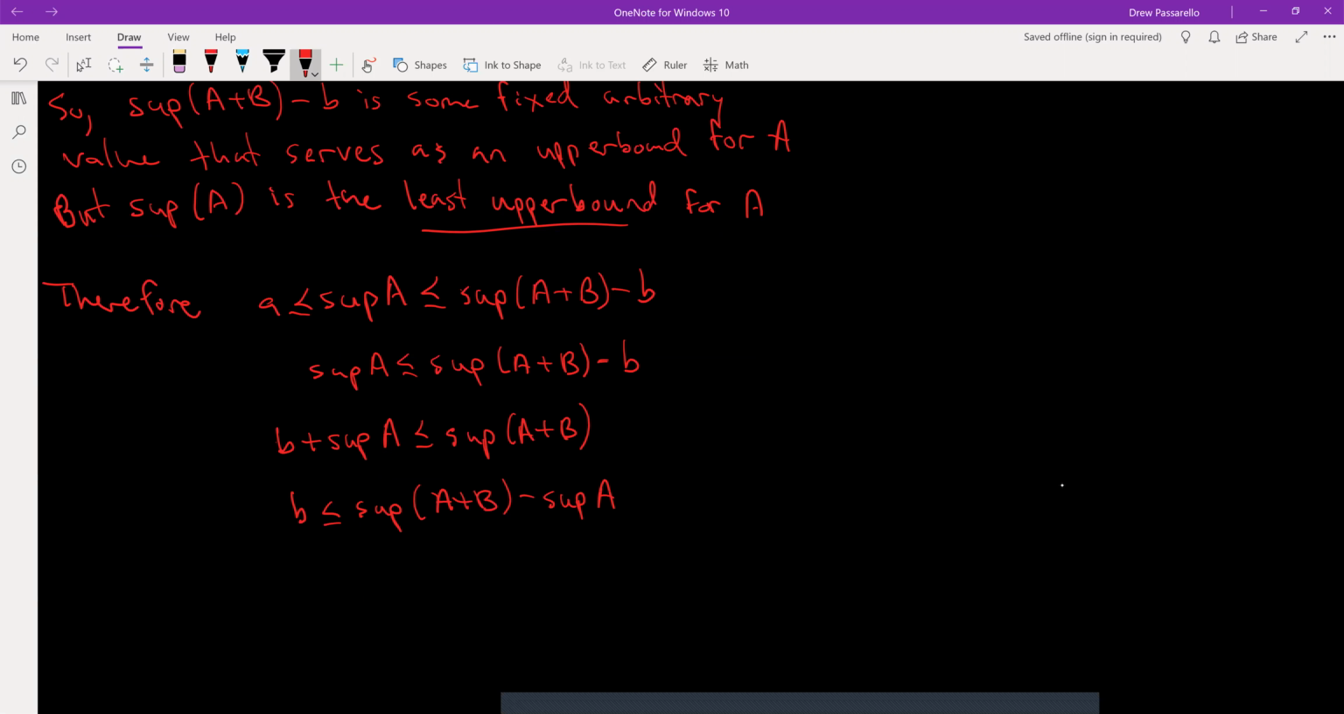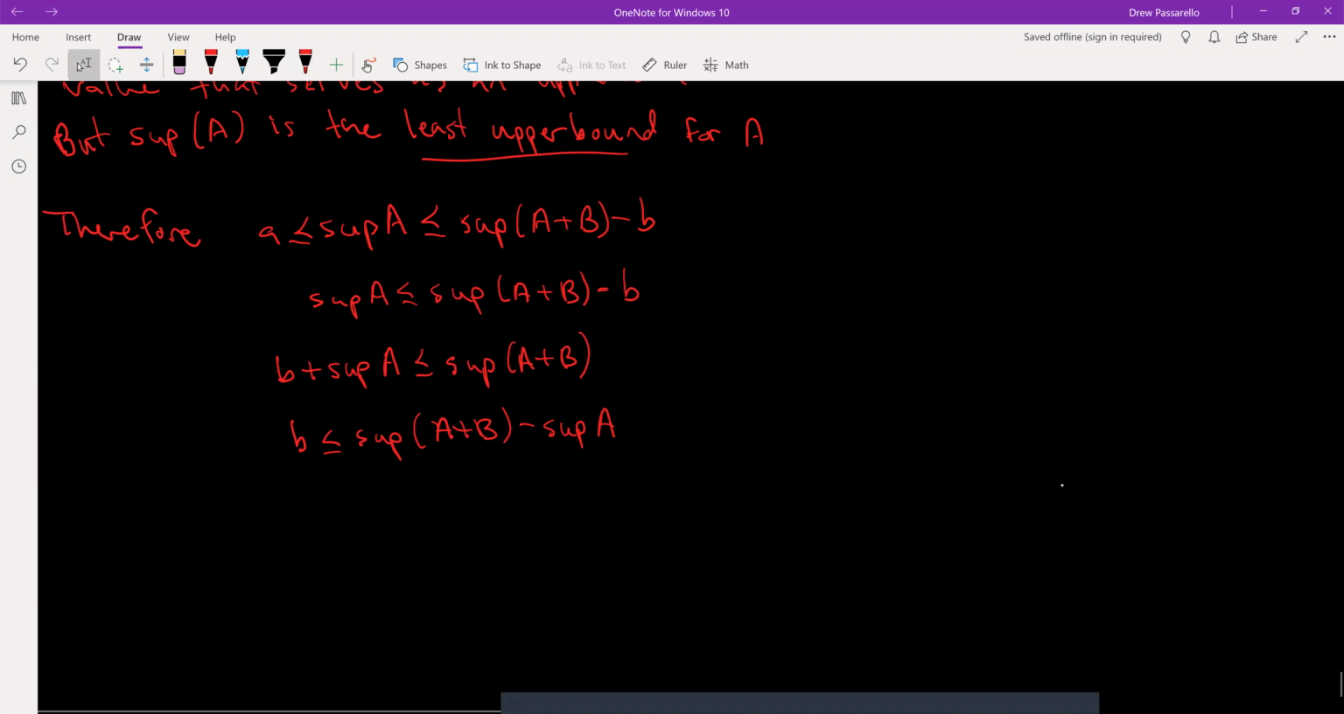All right, so B is arbitrary, so we know this value, sup of A plus B minus sup of A, is a fixed arbitrary value that serves as an upper bound for the set B. So sup of A plus B minus sup of A serves as an upper bound for B.